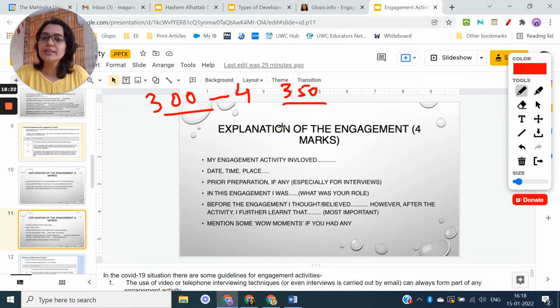How can you start this engagement activity? My engagement activity involved a number of people. You can write about the date, time, place, and prior preparation, if you had any, for this engagement activity. What was your role? You describe that, and mention some wow moments if you had any.